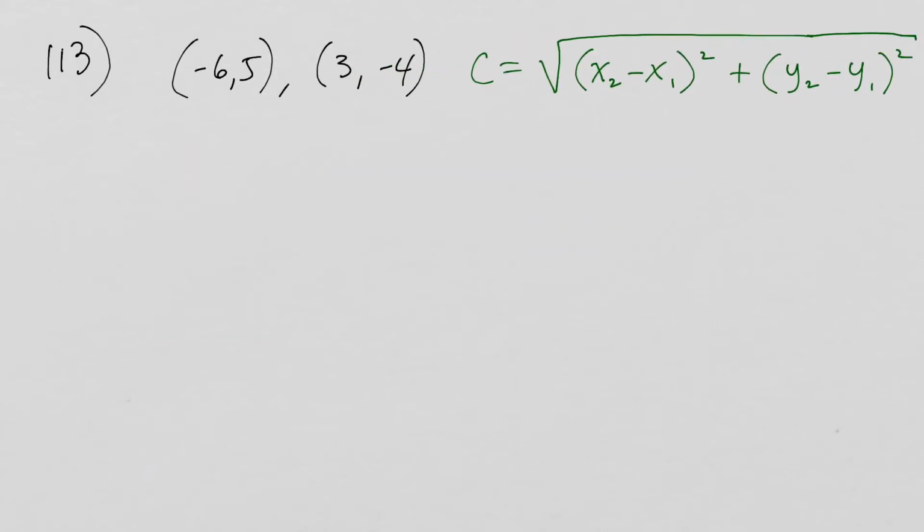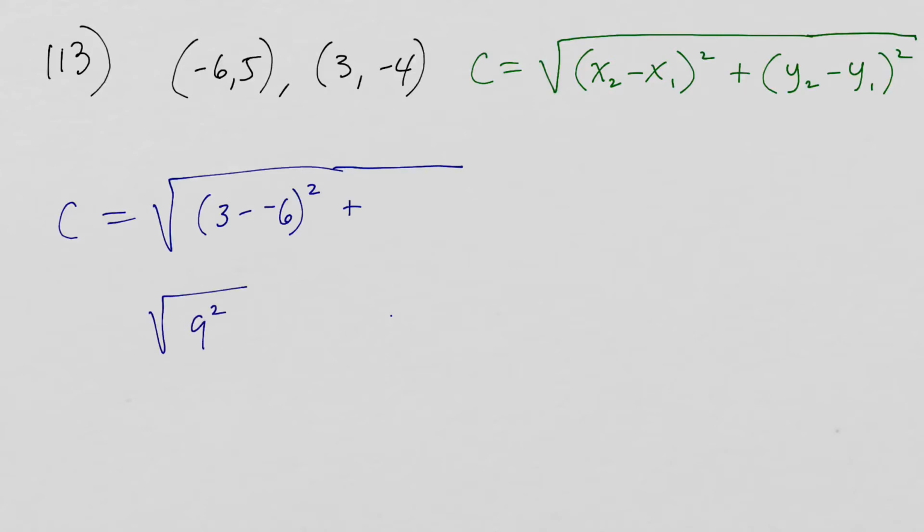Okay, again, remember the formula is like this. So when I get C, it's equal to the square root of the difference of the x's. 3 minus a negative 6, or 3 plus 6, is going to be 9. And then 5 minus a negative 4 is 5 plus 4, which is a 9.